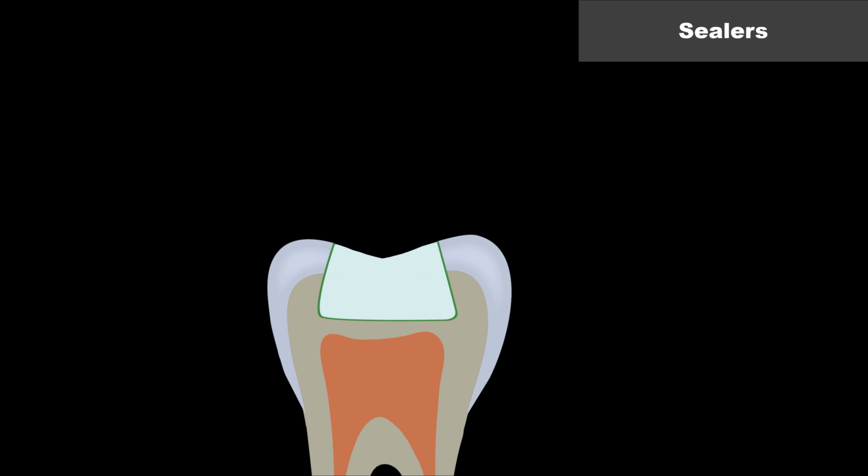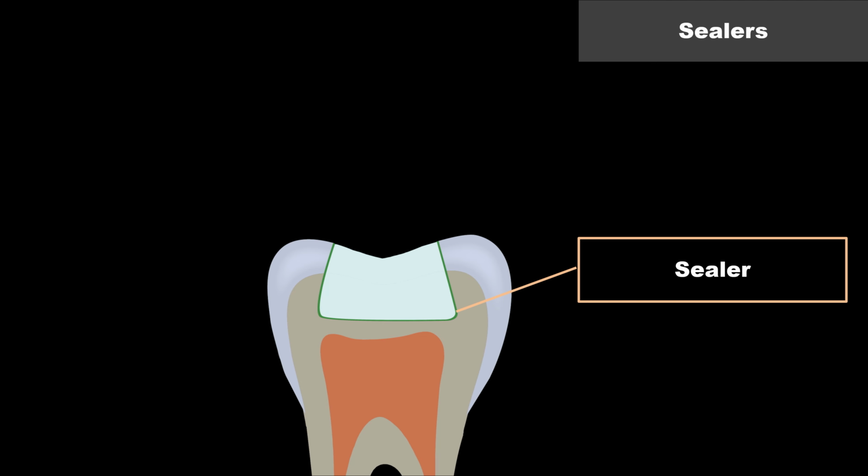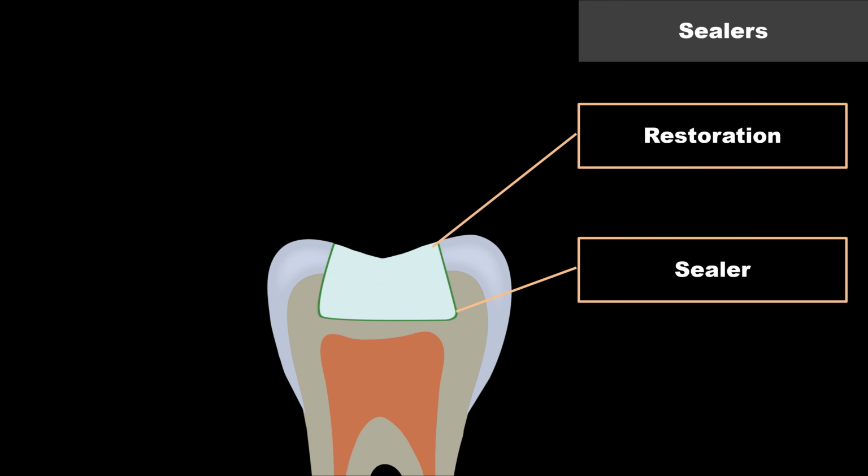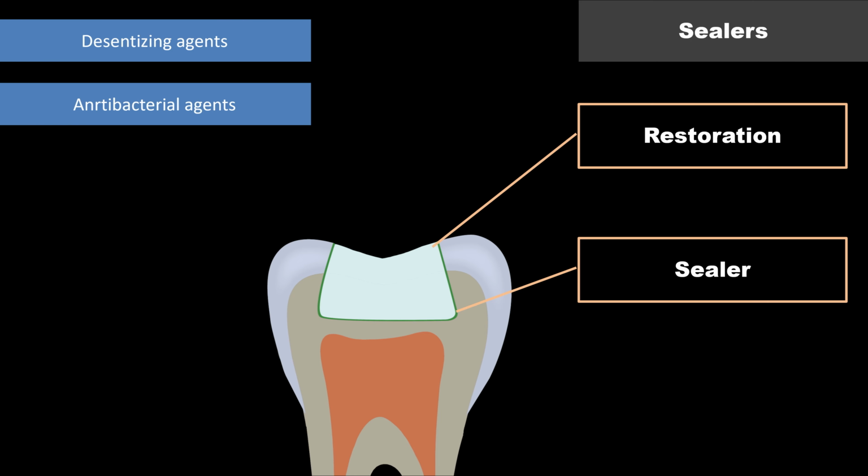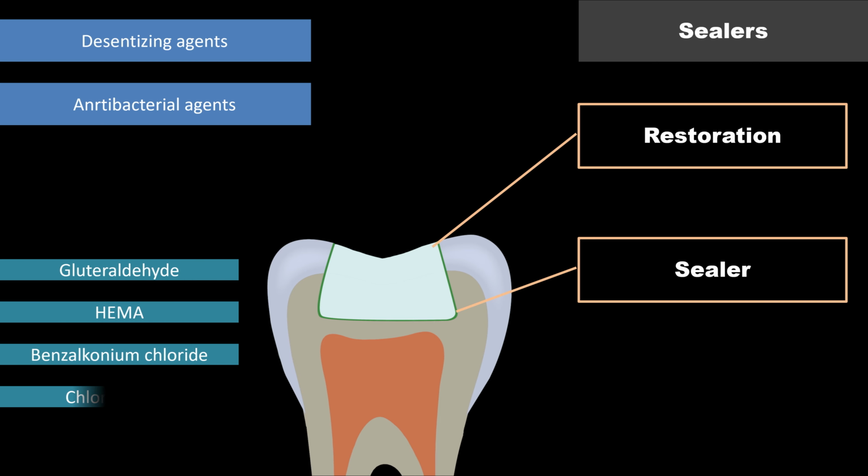Next come the sealers. The sealers are again applied on the walls and the floor of the tooth preparation. After that we can do a restoration. They act as a desensitizing agent and an antibacterial agent. They can be glutaraldehyde, hydroxyethyl methacrylate (HEMA), benzalkonium chloride and chlorhexidine. They are applied as thin layers.